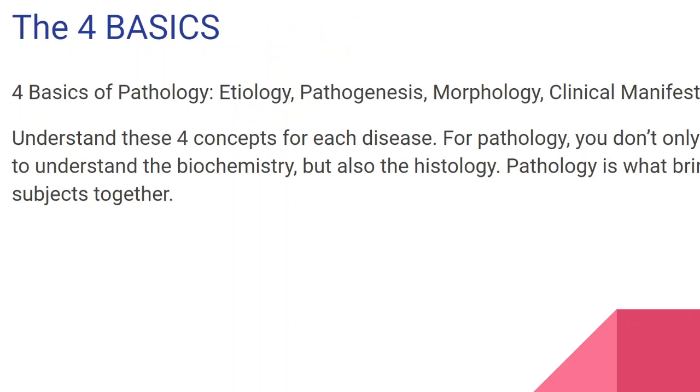Now, for pathology, there's 4 basics that you do need to know: etiology, pathogenesis, morphology, and clinical manifestations. So for each disease or condition that you study, you need to know these 4 basics. Etiology has to do with cause, pathogenesis has to do with the mechanism, morphology has to do with the appearance, and clinical manifestations have to do with the symptoms and what you see clinically. Understanding these 4 concepts is very important.